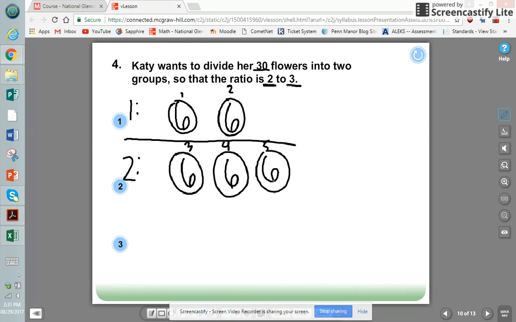When I'm regrouping these, if I take a look at group number 1 right here, I just add these two together. 6 plus 6 equals 12. And down here, 3 containers, 6 plus 6 plus 6 equals 18. So my ratio is 12 to 18.